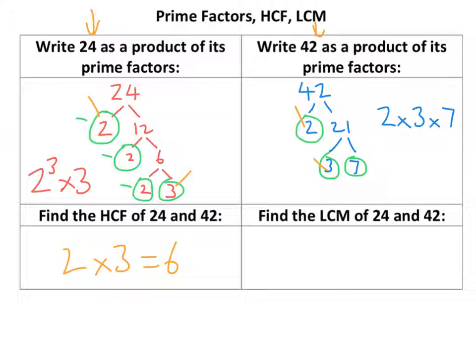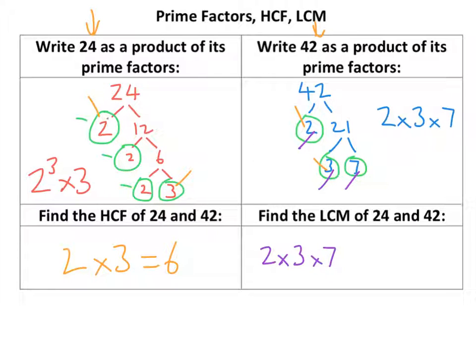As far as LCM goes, I'm going to do 2 times 3. You multiply everything you see without repeats. So actually, if I do it in a different colour, hold on a second. So here we go. I need a different colour. What shall I use? Purple will do. There we go. So I'm going to do 2 times 3 times 7.